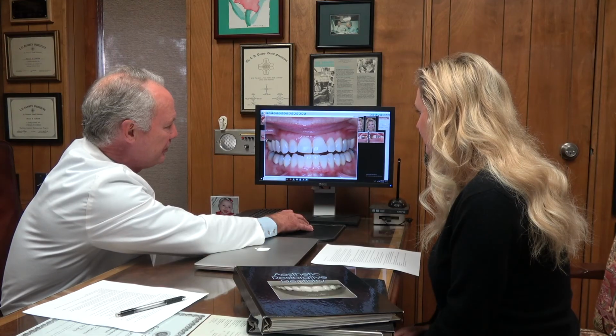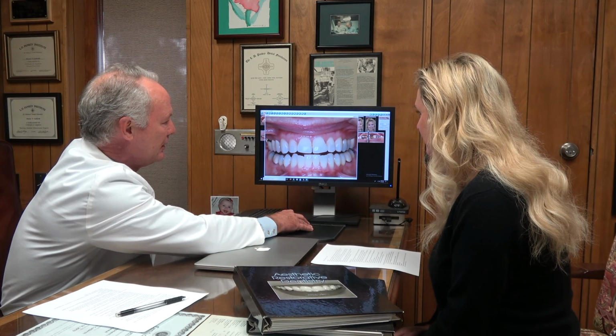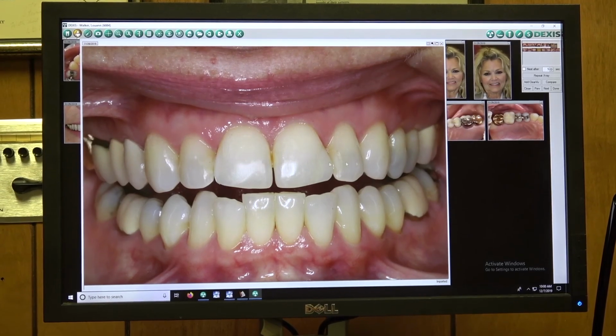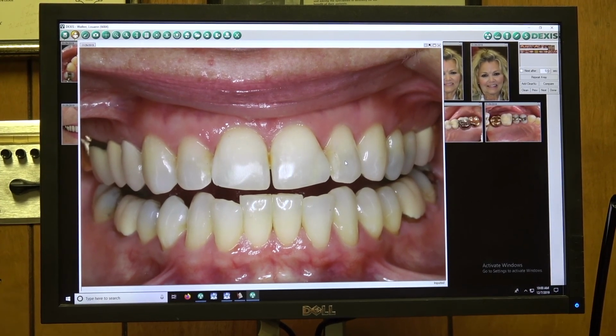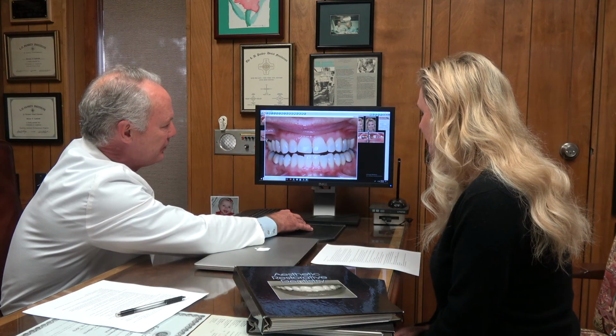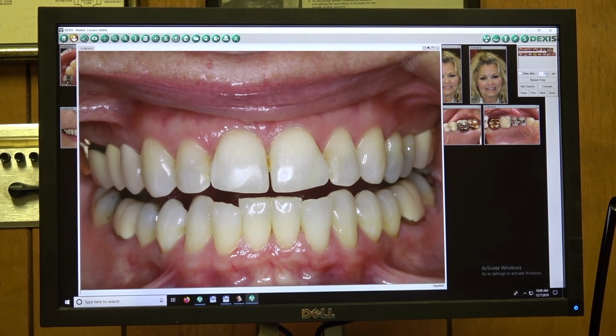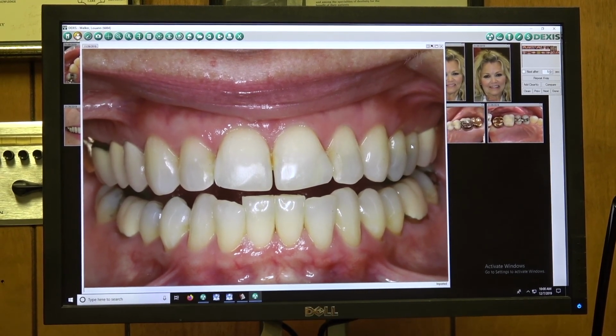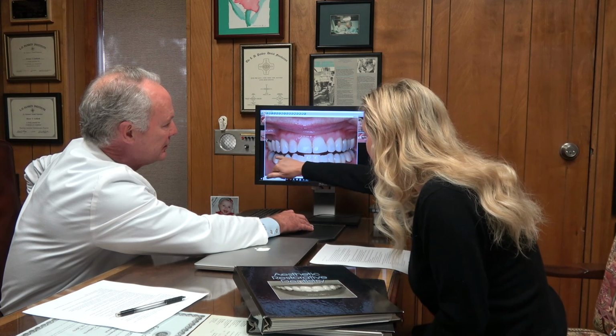So you've got beautiful teeth, but I would recommend porcelain veneers on these teeth if you're happy with the shade of the teeth. If you're not happy with the shade of the teeth, then sometimes you extend veneers back to the bicuspid so you can create any shade you want. I don't like the color back here.